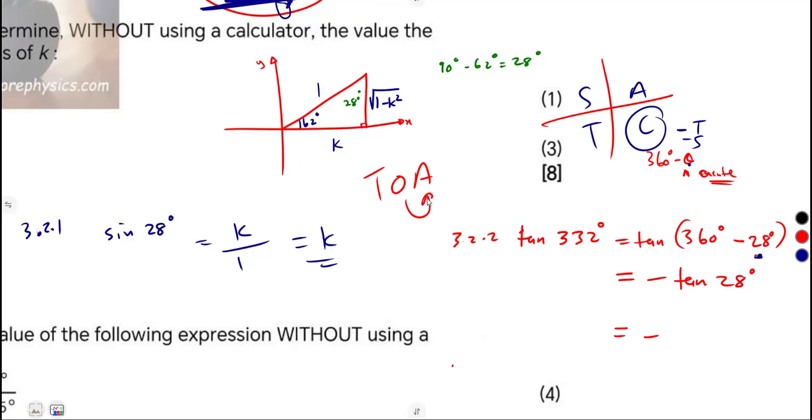So that's it. What is the tan? From our SOHCAHTOA concept, opposite over hypotenuse. So according to 28 degrees, this is our opposite, which is K. Our hypotenuse is 1, the square root of 1 minus K squared. Wait, so that's opposite K over the hypotenuse, the square root of 1 minus K squared. So that was the tan of 332 degrees, just like that.